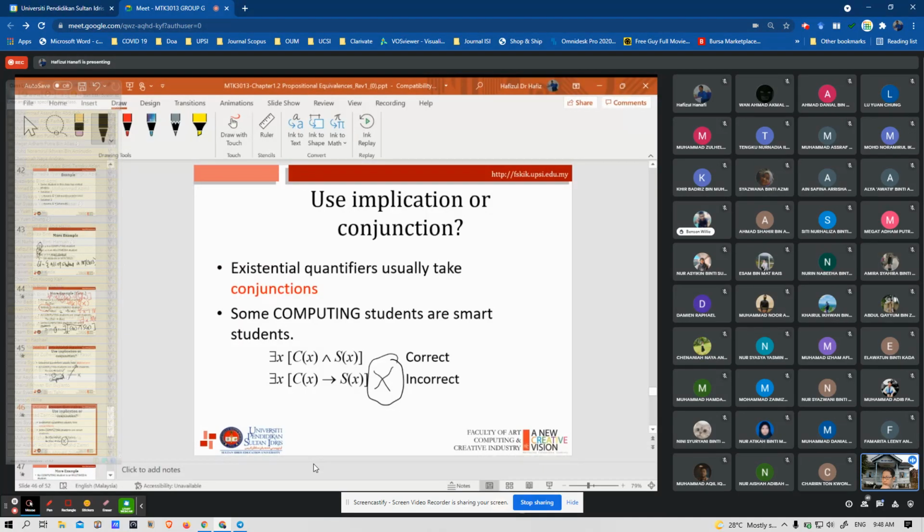Please remember, this one is incorrect, because you cannot define all of some of the persons, you cannot imply for all. You cannot generalize. This one is incorrect because you need to have a conjunction. This one is for existential.